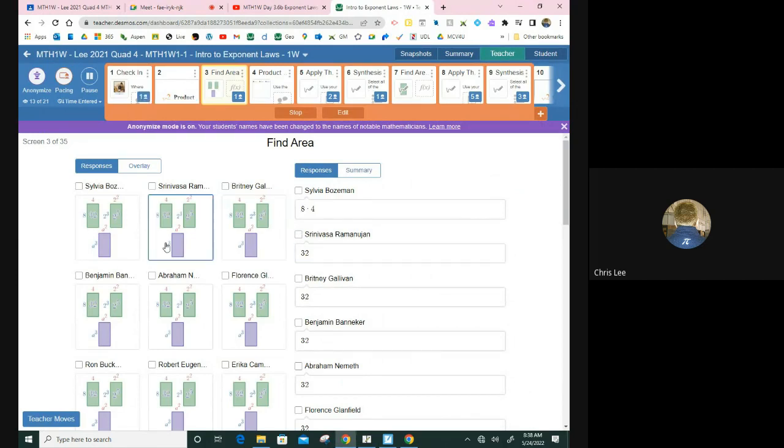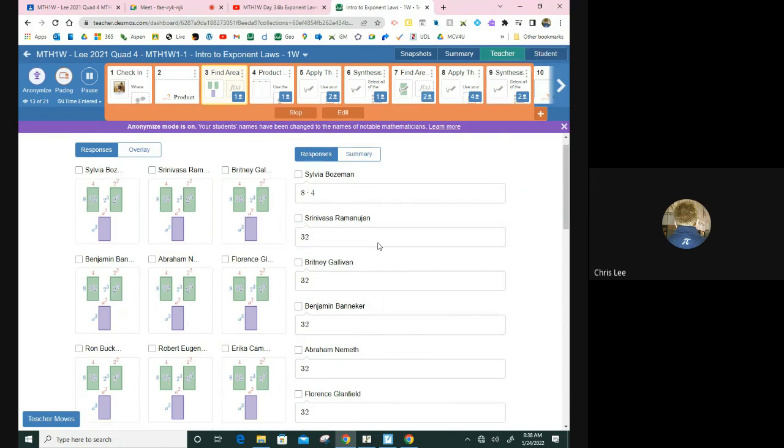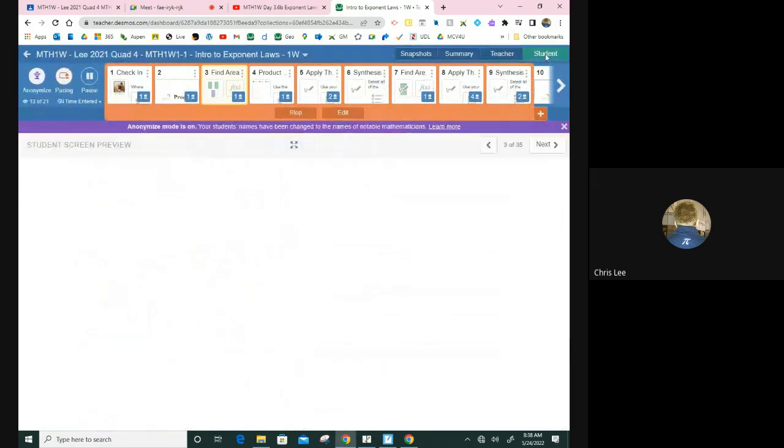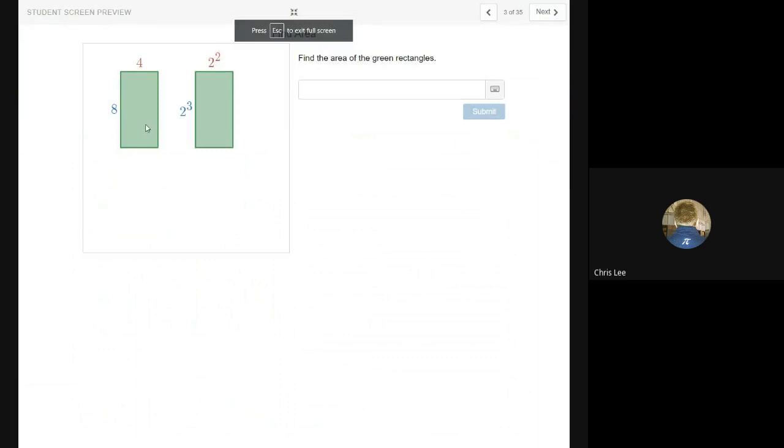So in the first few, in the green one, it talks about finding the area of the green rectangle. If we check it out, it looks like lots of people are saying it's 32, which is good. How are you finding the area of this green rectangle? Length times width, right? We know this from even before we came here. We knew that the area is length times width. So if the length is 8 and the width is 4, 8 times 4 is 32.